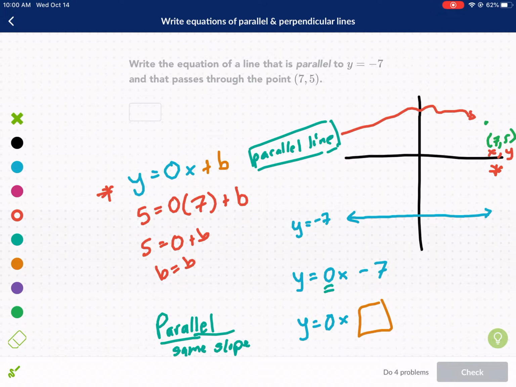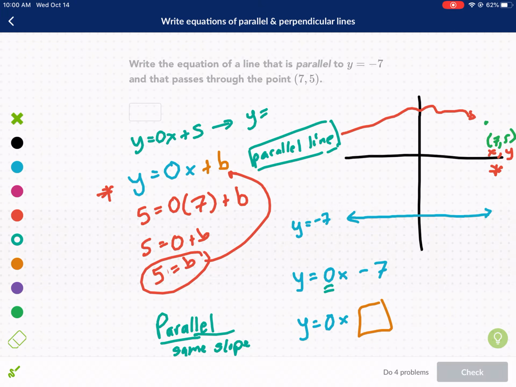Or b equals 5. Okay. Once we do that, we are essentially done with our equation. We just need to plug b into our original equation again, and we're done. So we rewrite our equation, which is y equals 0x plus 5, which simplifies to y equals 5. That makes sense that it's y equals 5 because it needs the same slope, but it needs to go through the point where the y value is 5, so it's going to be y equals 5.